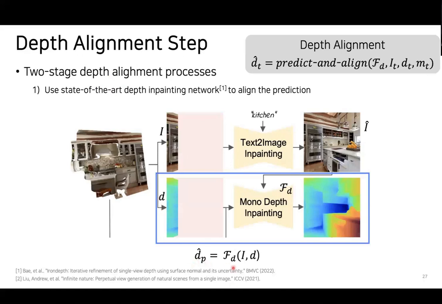In this paper, the notation is presented as follows. The input is the rendered image and rendered depth. They are in incomplete form. And with these two inputs, they conduct monocular depth inpainting. However, I think it should be modified as follows. Not this rendered image, but the inpainted image. And the rendered depth and inpainted image are taken as input to the mono depth inpainting module to obtain the inpainted depth.